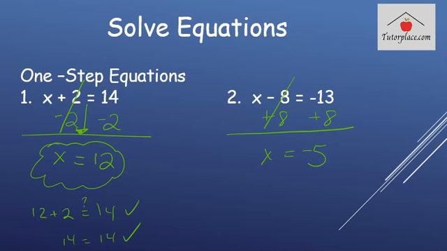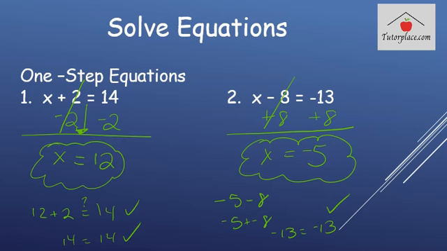So when I do that, negative 13 plus 8 gives me a negative 5. So if you want to take the time to check it, you'd have negative 5 minus 8. That's negative 5 plus negative 8. And that gives me negative 13, which is what we were wanting. So we know that x equals negative 5 is really the correct answer. Now hopefully you've already had some basic equations, so this was just a little review for you.